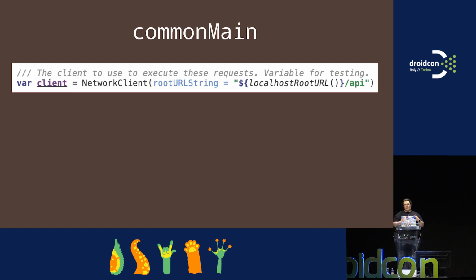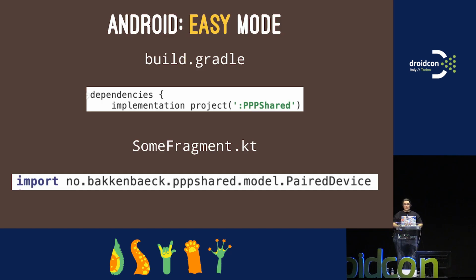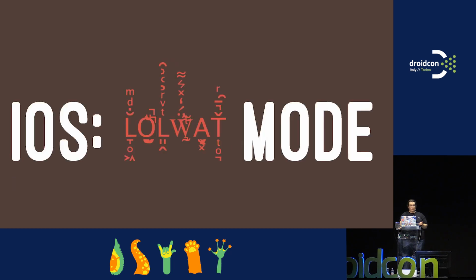That's pretty neat. Once you get this up and running, you can provide those things that are trivially different per platform. And then it's time to see, how do you call all of this from both applications? And on Android, it is super easy. It's basically like any other locally developed library. You add it as a dependency in your build.gradle, you import it wherever you want to use it, call it a day. On iOS, it is a little bit more difficult.